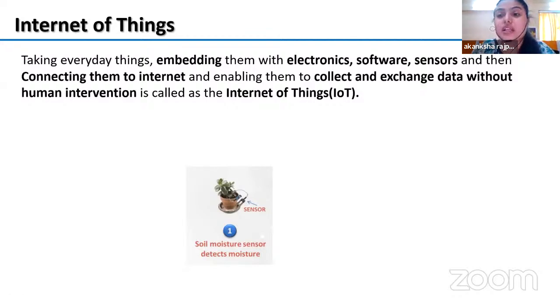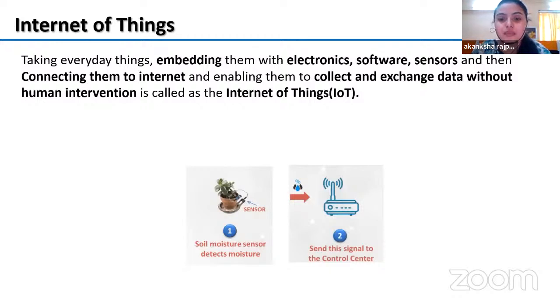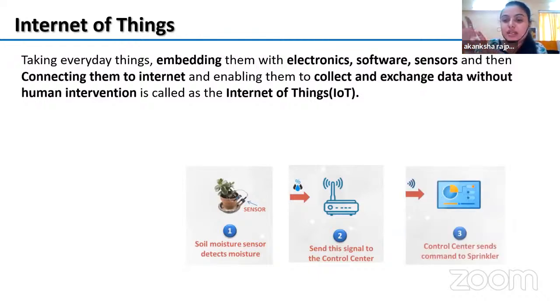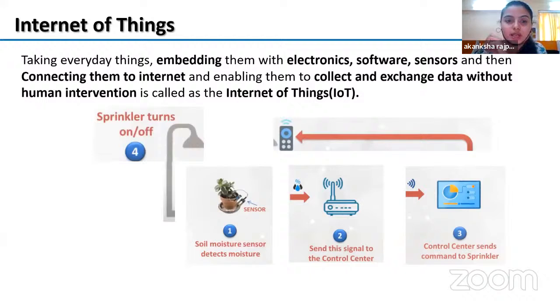The soil moisture sensor will give you the moisture of the soil, and that is completely real time. After getting the data from the sensor, the data will be sent as a signal to the control center, and after that the control center sends a command to the sprinkler. So here we have this sprinkler. Basically, first we get the data, we upload the data, and we analyze the data. After analyzing, the control system will trigger your output device. So in this case, the sprinkler is the output device.